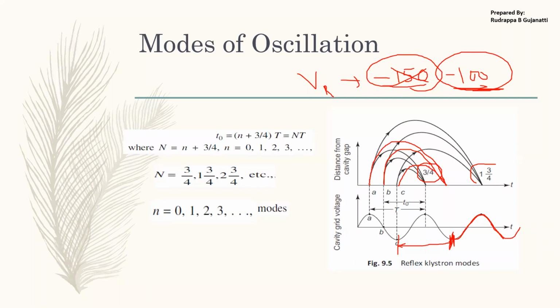Say, let me assume that minus 100 gives the bunching at the positive peak. So here they interact at this positive peak. Similarly, the next one interacts at this positive peak. The next one interacts at this positive peak.